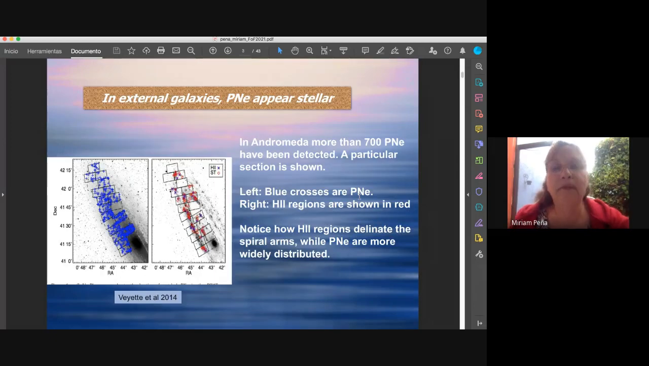In external galaxies, planetary nebulae appear stellar. In Andromeda, more than 700 planetary nebulae have been detected. A particular section is shown here. To the left, in blue crosses, are the planetary nebulae. To the right, in red, the H II regions are shown. And please notice that H II regions delineate the spiral arms, while planetary nebulae are more widely distributed.